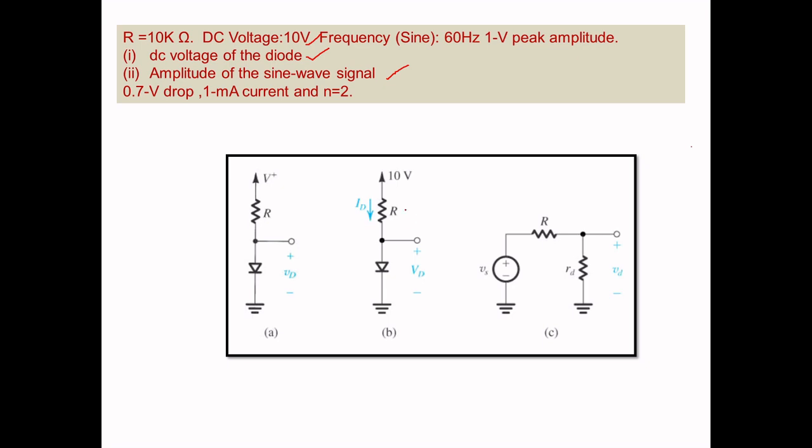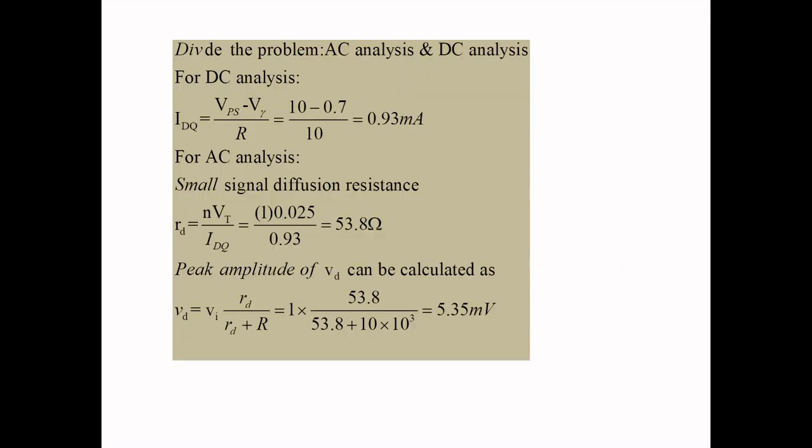From this given circuit, I have redrawn it for AC analysis by considering the diode as RD, that is a small signal resistor. We have studied this in the theoretical part, and the same I have done here. So we need to find the DC voltage of the diode and the amplitude of the sine wave signal.